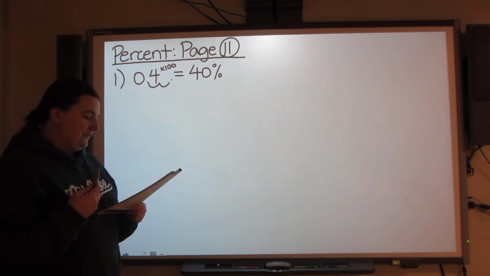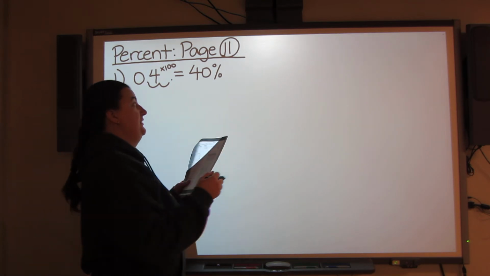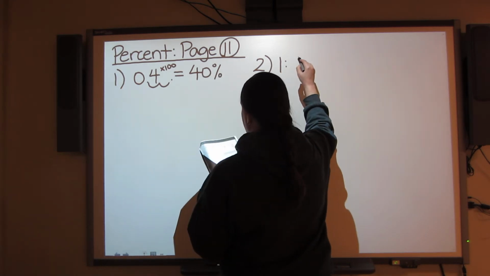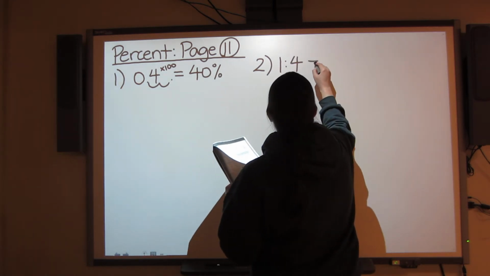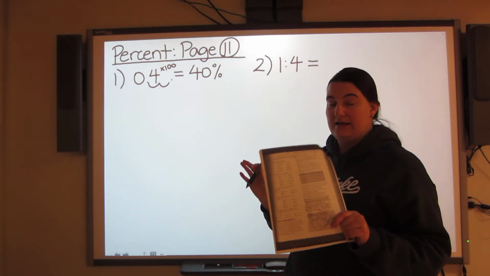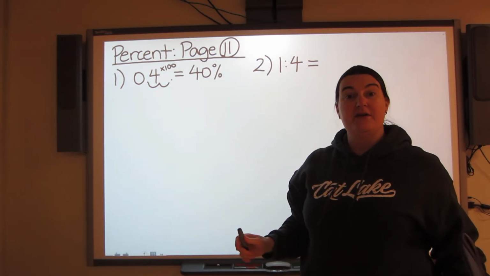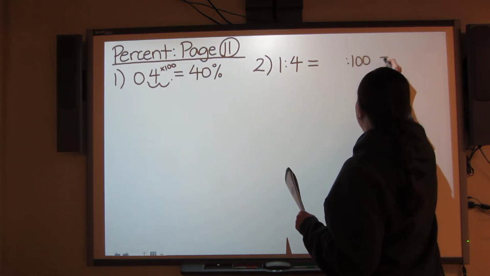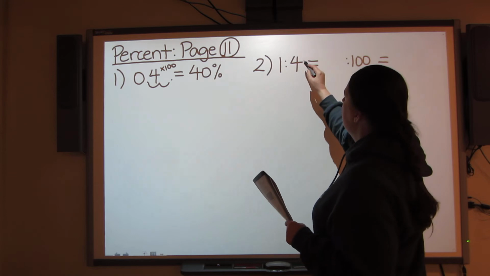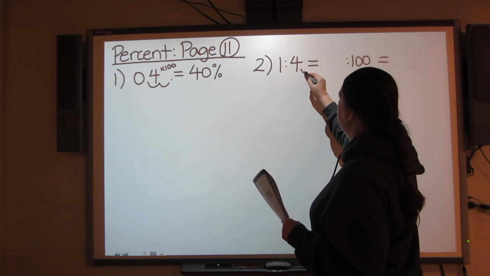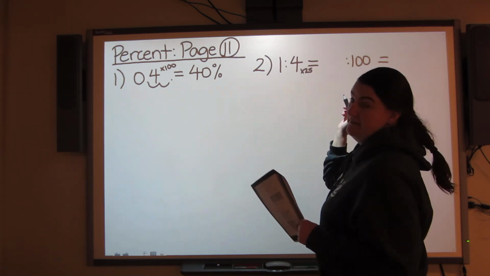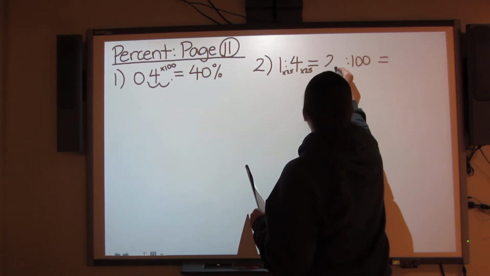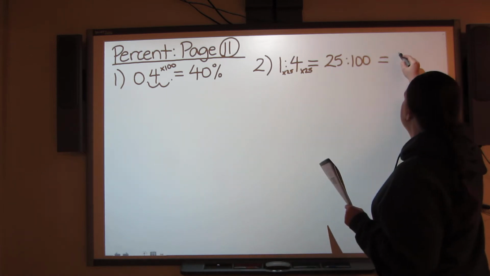Number 2. Number 2 is a ratio. 1:4. So ratios, remember, are identical to fractions. So I need to find one that has a ratio of 100 to find the percent. So 4 times something is 100, that's 25, remember from your math facts. And 1 times 25 is 25, which is 25%.